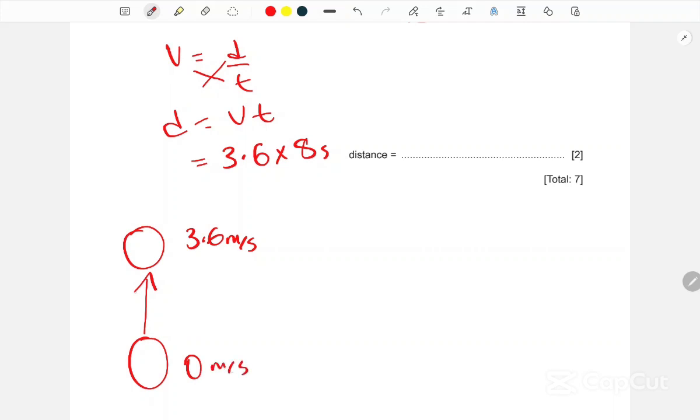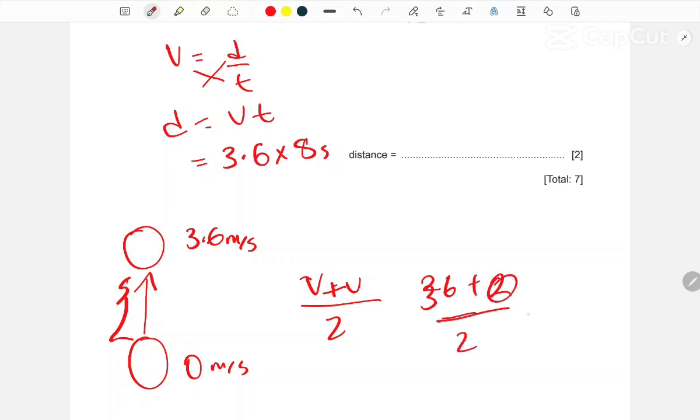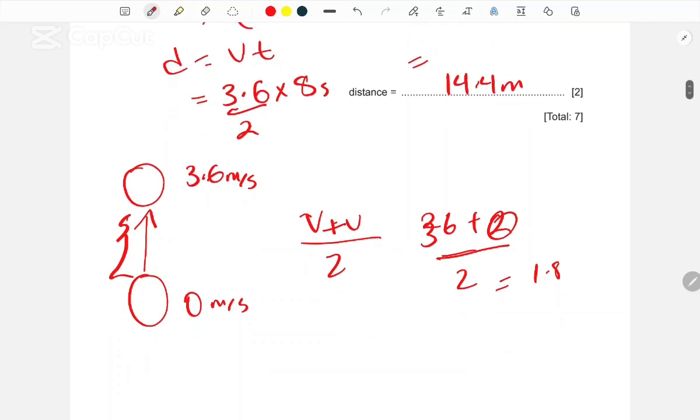So now we know that the speed over here is not constant. So what we have to do is take the average speed. So it would be v plus u over 2. So since 3.6 plus 0 over 2 equals 1.8, we do 3.6 over 2 times 8. So that would become 1.8 times 8. So that would give us a final answer of 14.4 meters. That's going to be our final answer.